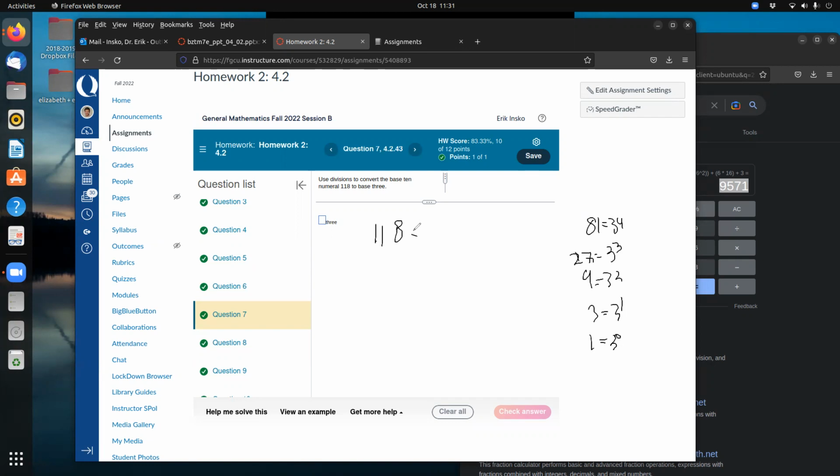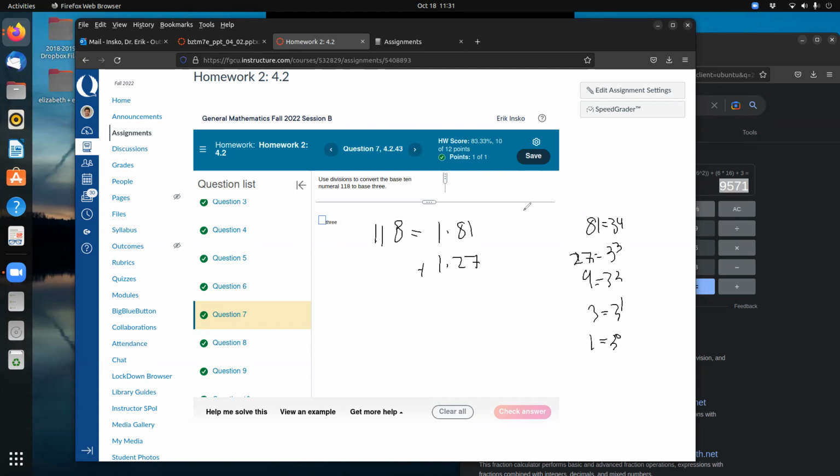Okay. So 118 is 1 times 81, and then the remainder would be what? 118 minus 81 is 37. Yeah, I think so. That should be 37. So I need to write 37, and that would be 10 plus 27. So I'm going to do 1 times 27. Then I'll have a remainder of 10.